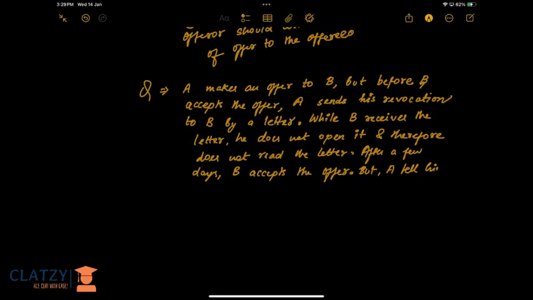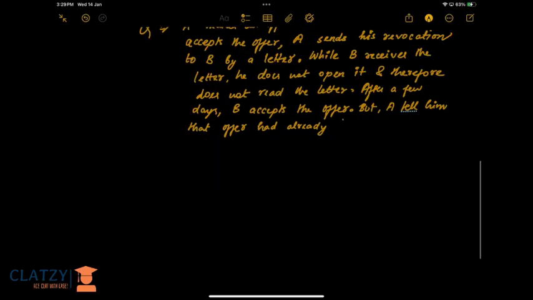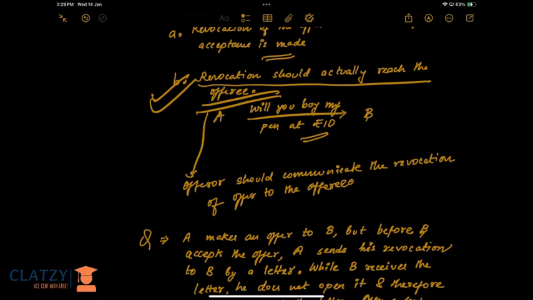So there is a dispute now. B's answer to A's contention is that I never got to know that the offer has been revoked. And we saw in the principle that revocation should reach the offeree. Question is, what is the meaning of reaching the offeree? If B receives the letter and does not read it, does it mean that the revocation never reached the offeree? That is what I would want you guys to think and give me your answer in comments.